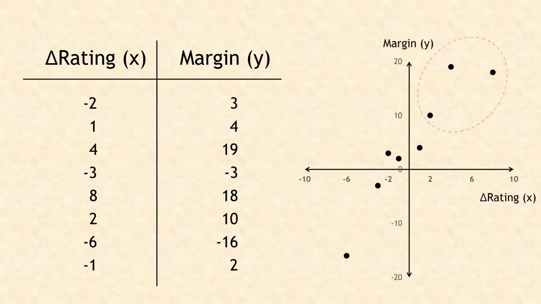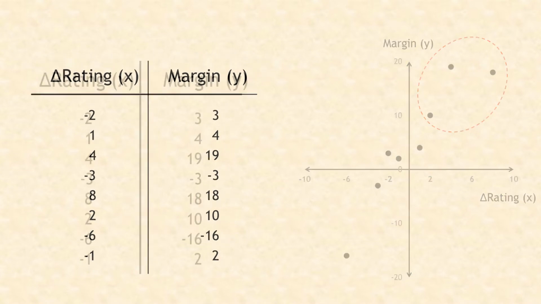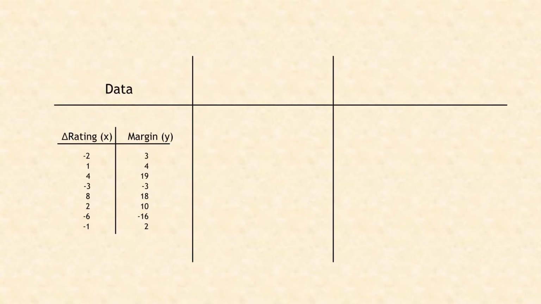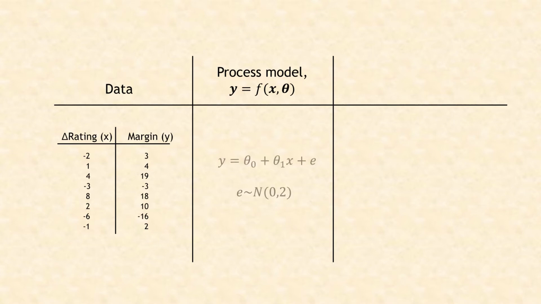It seems that the larger the difference in team rating, the larger the margin to the home team, which makes sense. Along with the data, we need two other pieces of input to start Bayesian inference. The first is the process model. This is a mathematical statement that describes how the Y data was generated, typically based on some unknown parameters θ and the input data, x. For our problem, we have assumed that the rating is linearly related to margin and that our model has two unknown parameters, θ0 and θ1, with some added noise, normally distributed with a standard deviation of 2.